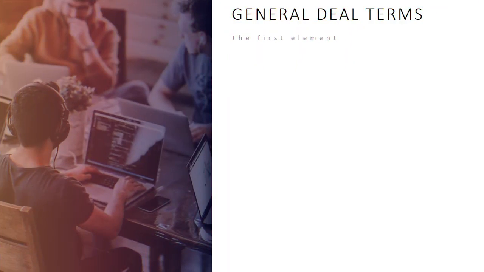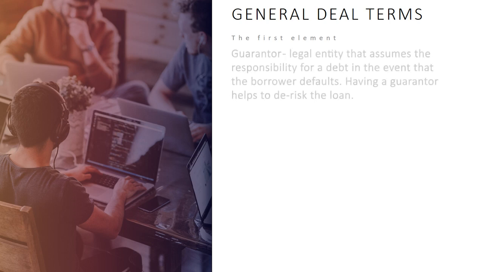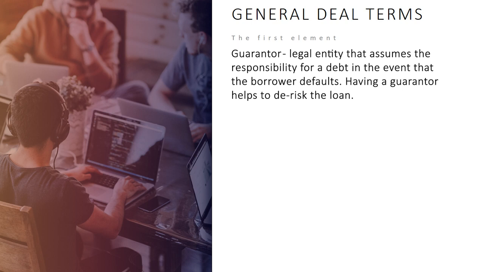The first element is general deal terms. It starts with defining who the borrower is. It's necessary to make sure that we know the right entity as a borrower. We also align on if there will be a guarantor for the loan and who the guarantor is. Guarantor is the legal entity that assumes the responsibility for a debt in the event that the borrower defaults. Having a guarantor helps to de-risk the loan.